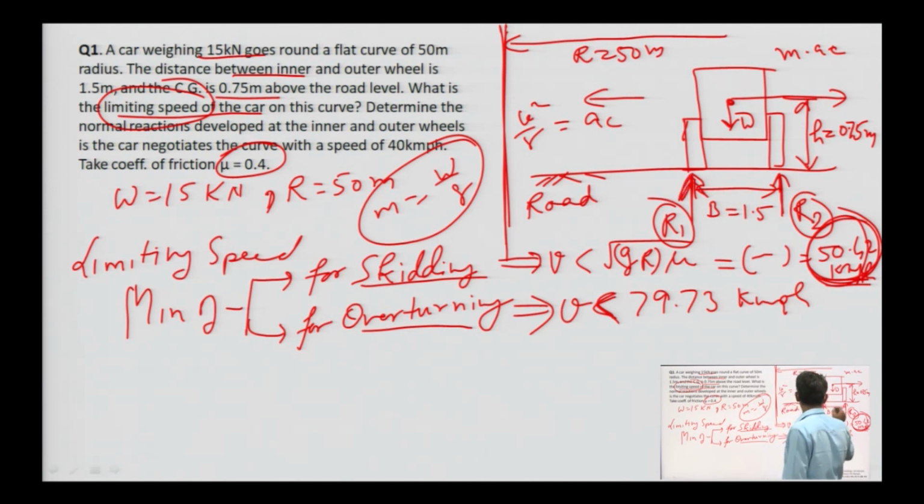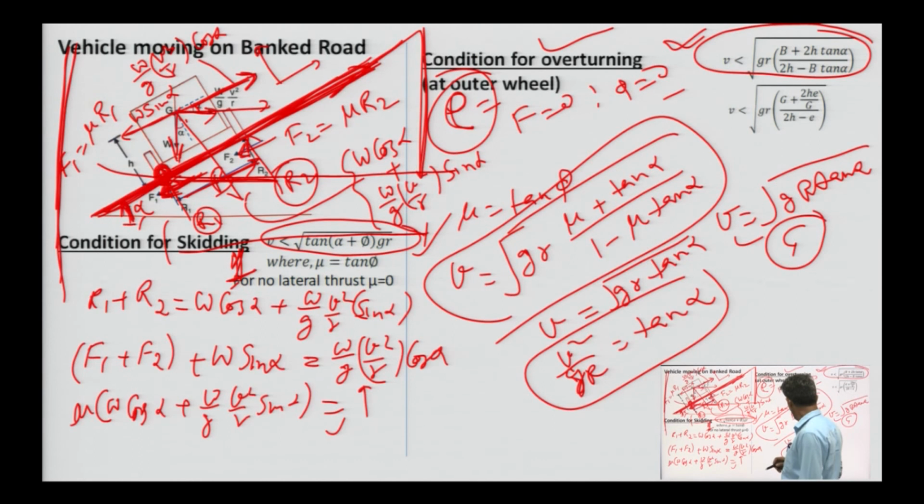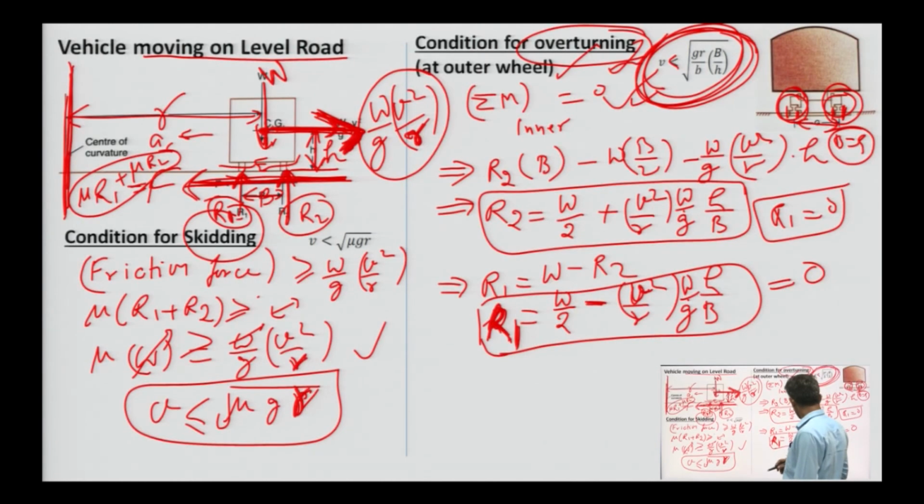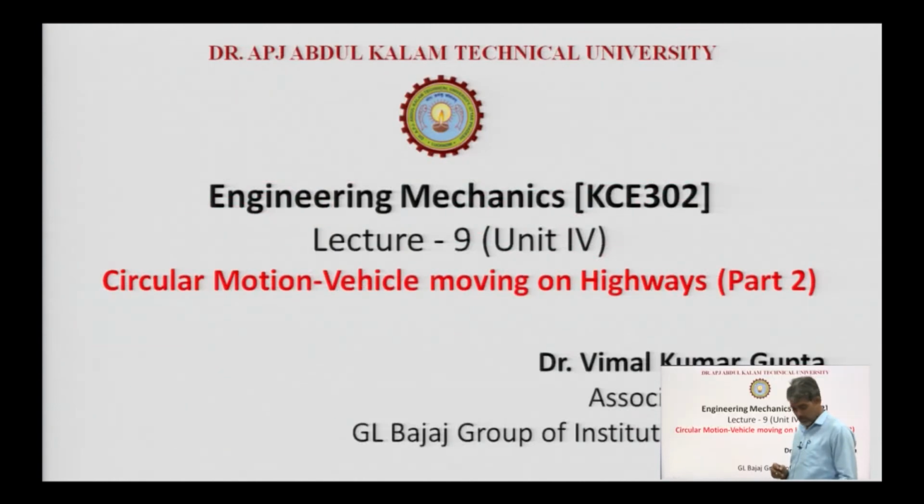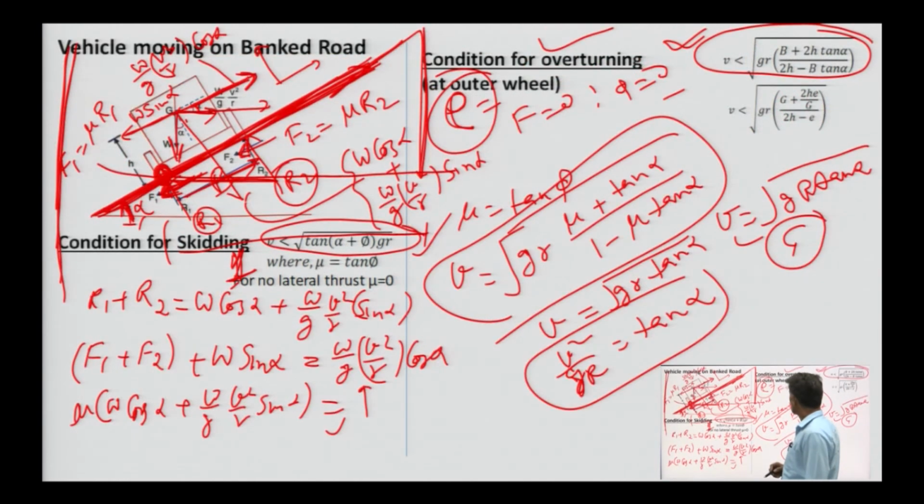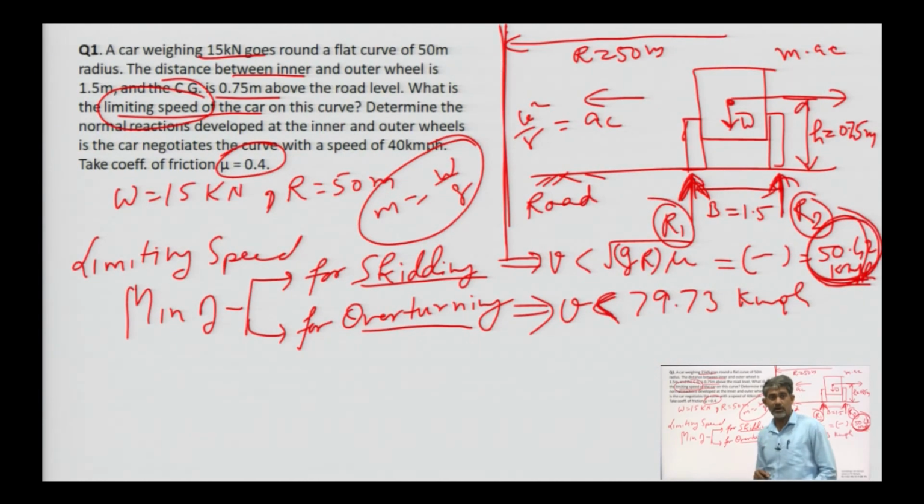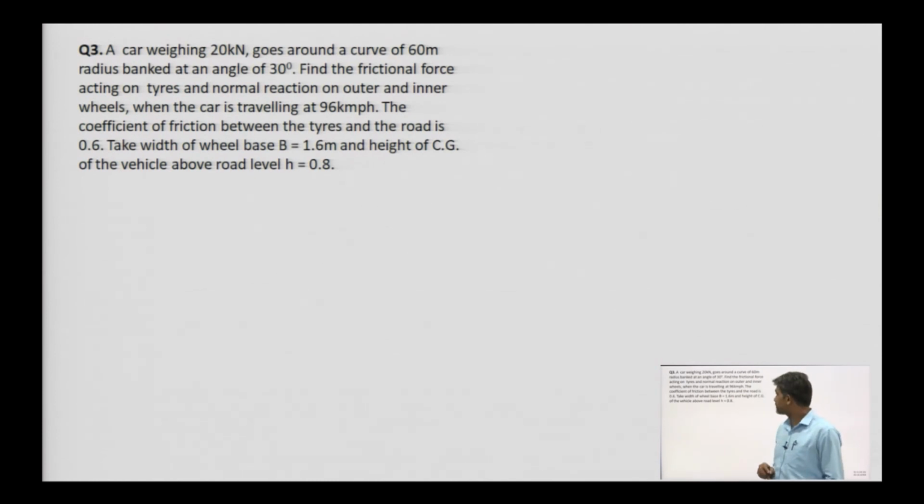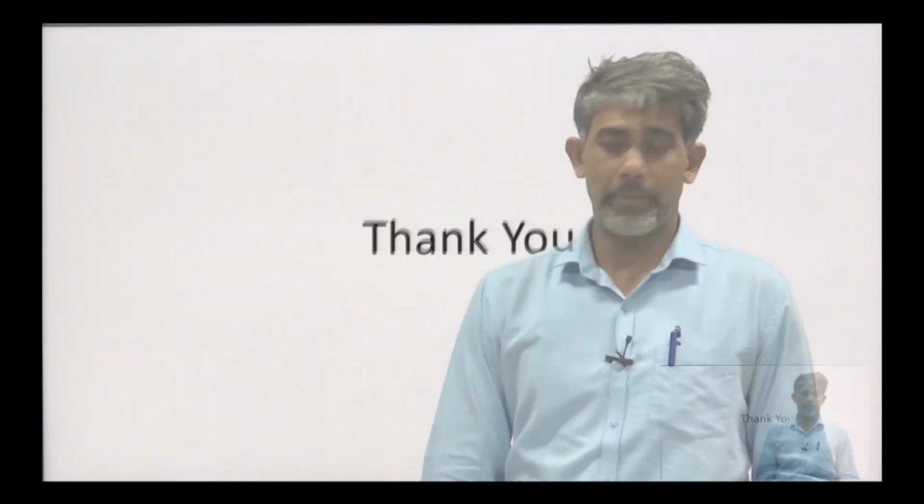Reactions R1 and R2 will be calculated through this expression; put the values and you can calculate. So this is the application of circular motion in case of vehicles moving on a circular path. You can try to solve questions under this topic. This completes circular motion of unit 4.